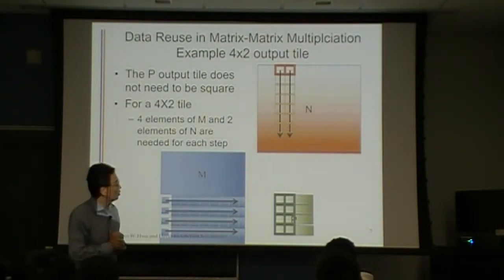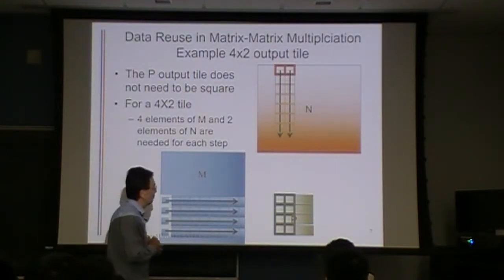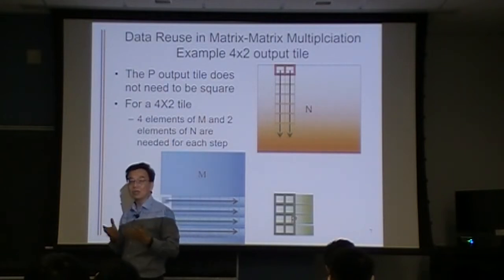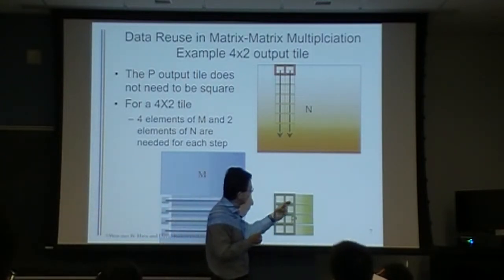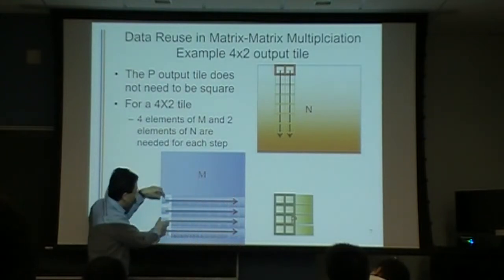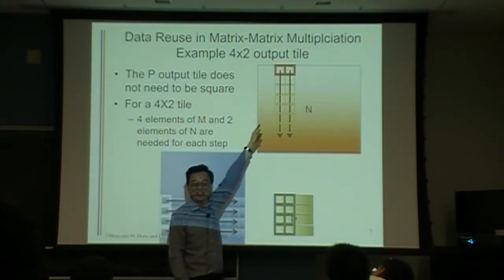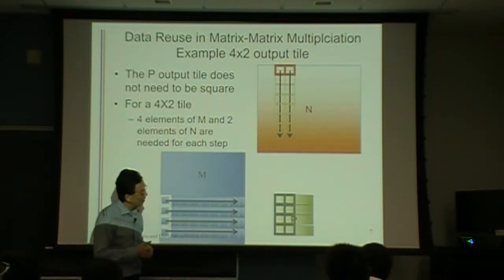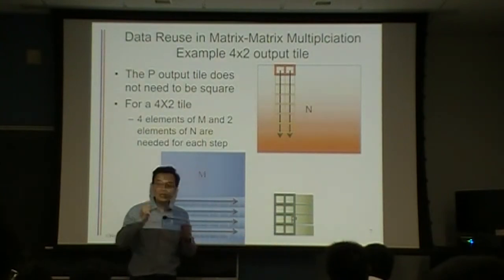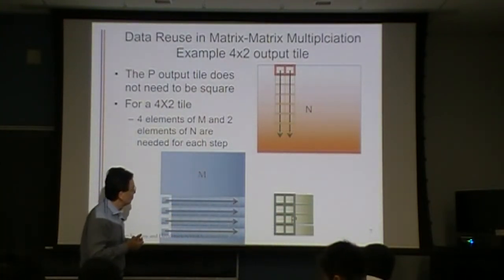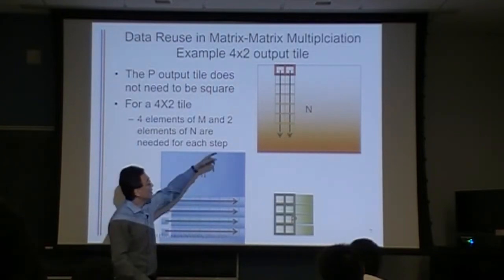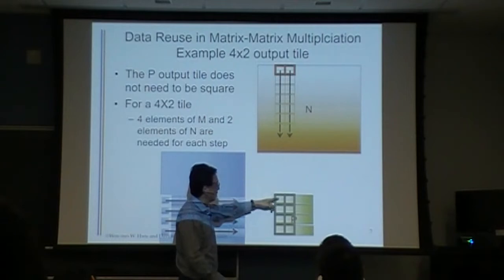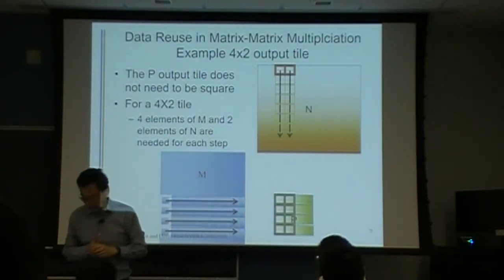Another observation is that the output tile doesn't even have to be square. It can easily be a rectangular tile. So we could have something like a 4x2 rectangular tile, as long as we load four elements of M and two elements of N each time, right? So in this case, if you're calculating a 4x2 tile using the original 408 algorithm, we could just bring in a rectangular tile of M, and then a rectangular tile of N. As long as we cover all the elements, we're okay, right? So that's another important step that you need to think about.